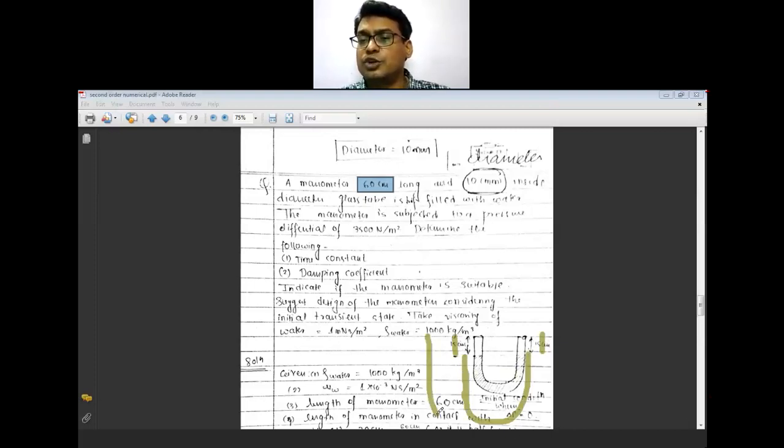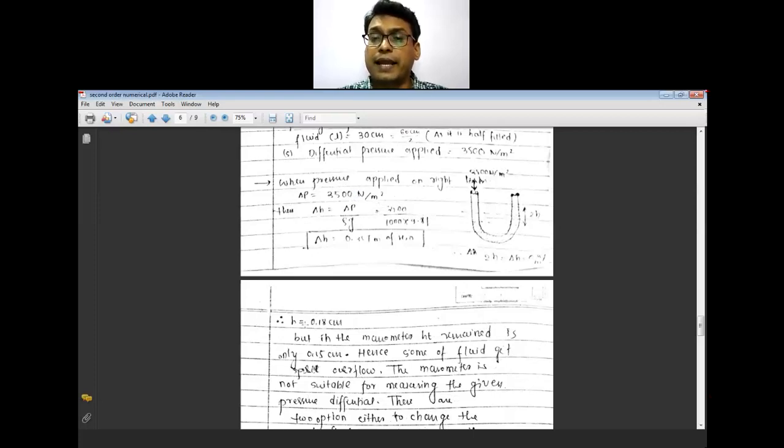As a result, the total length is 60 centimeters, and the free length is only 15 centimeters here. But by calculation, with the applied pressure of 3500 and a density of 1000 kg per meter cubed, my 2H comes to 0.357 meters of water column. However, the available length is only 0.18 meters.